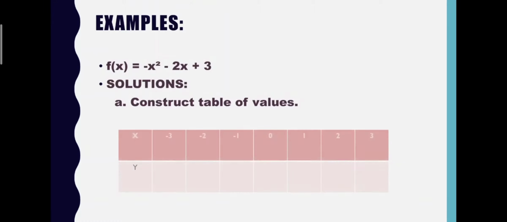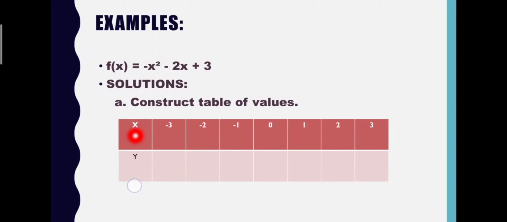So, this is our table of values. For x, it's up to you what values you put here. What I put here are negative 3, negative 2, negative 1, 0, 1, 2, and 3. It's up to you what values you put for x. Then, after that, to get the value of y, we simply substitute these values to the given quadratic function. So here, I will show it.